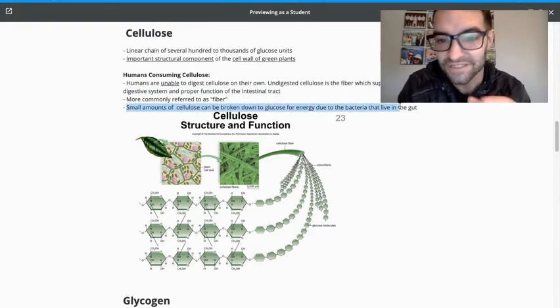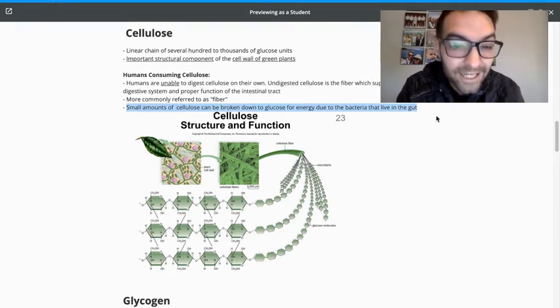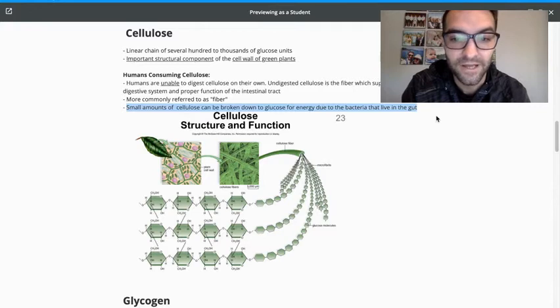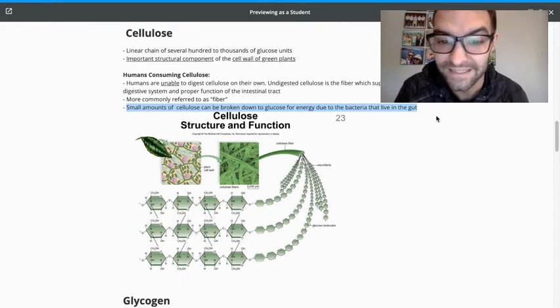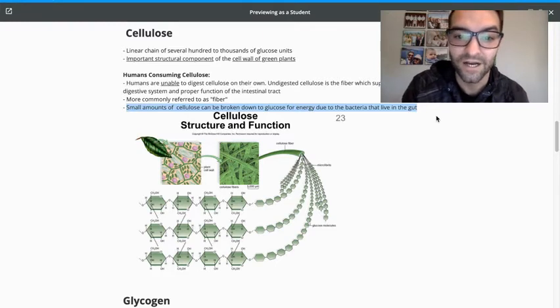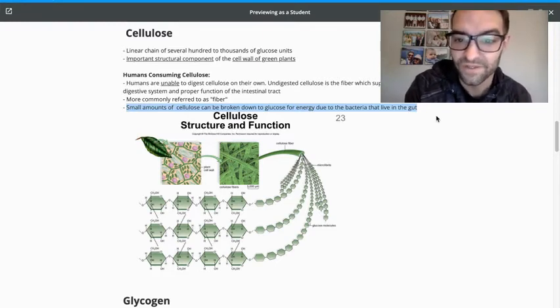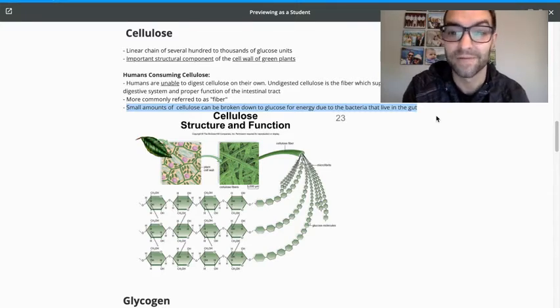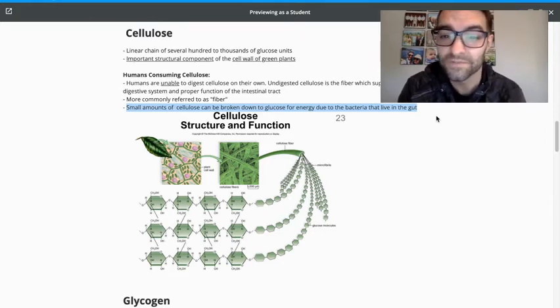Actually, this is kind of a side note. Small amounts of cellulose can be broken down to glucose, but only due to bacteria that can live in the gut. And dietitians and nutritionists, when they're researching this, see that this bacteria tends to live in the gut if you consume more vegetables. We often refer to them as probiotics. You might have heard that, and you can change what forms of bacteria are living in your gut based on the foods you consume.